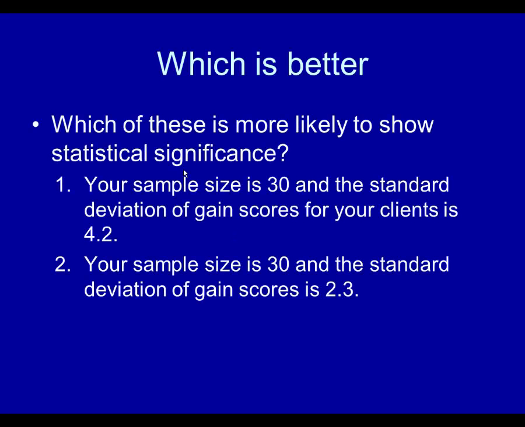Which of these is better in regard to statistical significance? Your sample size is 30 and the standard deviation of gain scores for your clients is 4.2, or your sample size is 30 and the standard deviation of gain scores is 2.3. Which is more likely to show statistical significance? Well, number 2 would be because the standard deviation is smaller. And in this particular case, when variance is smaller, statistical significance is going to be greater.